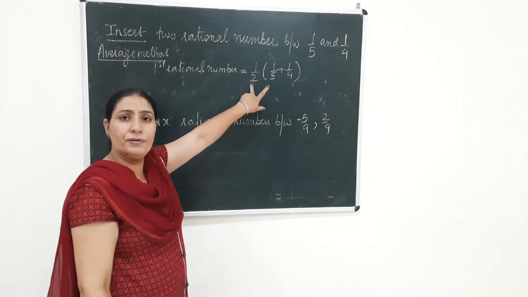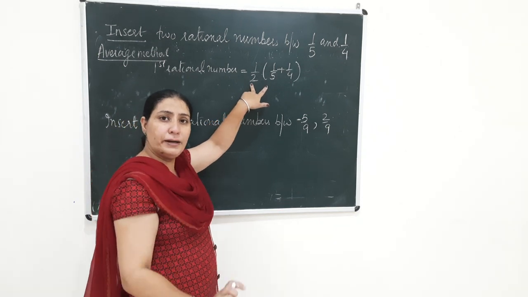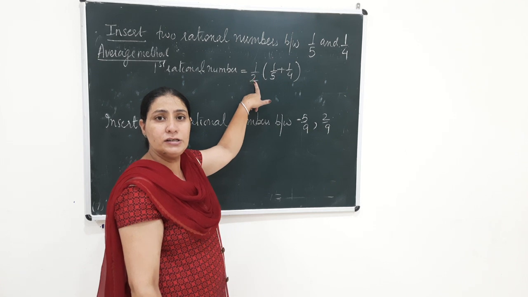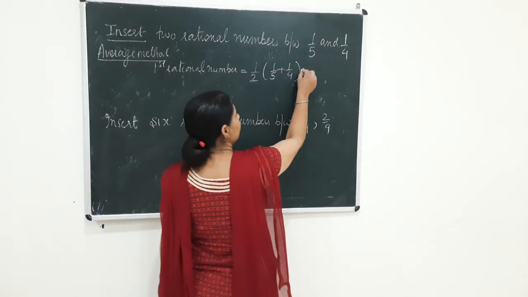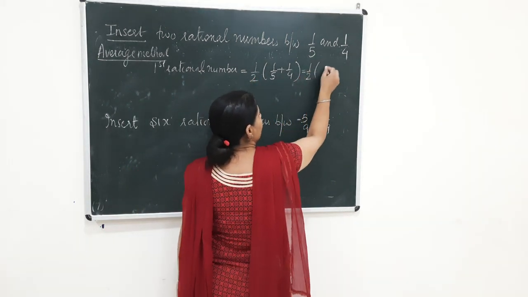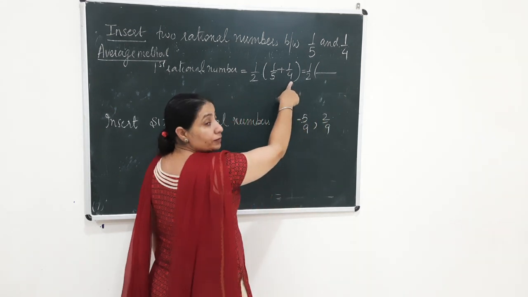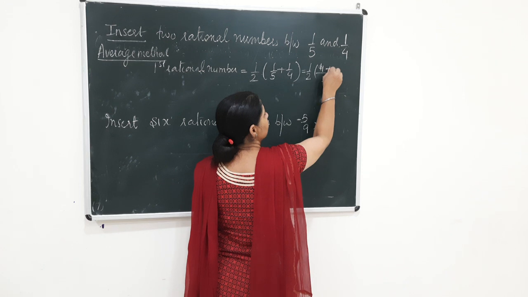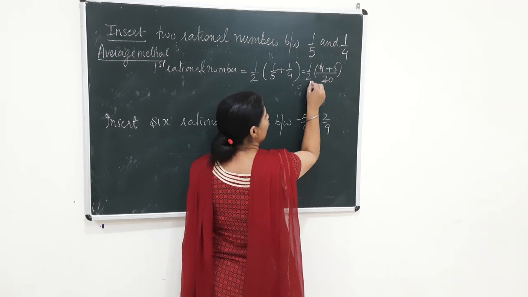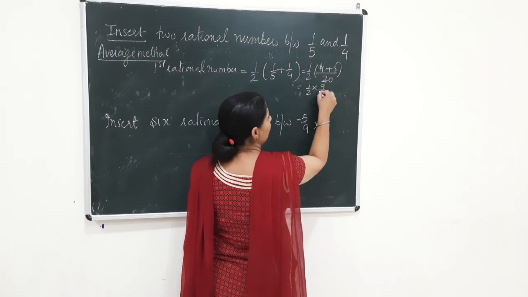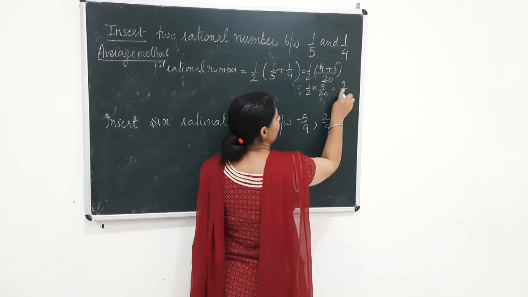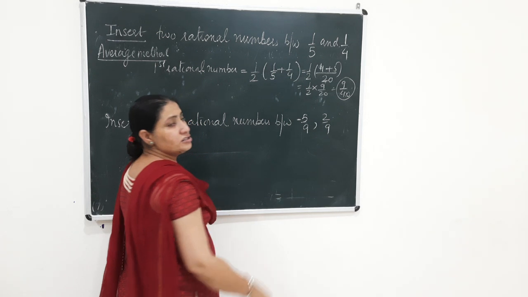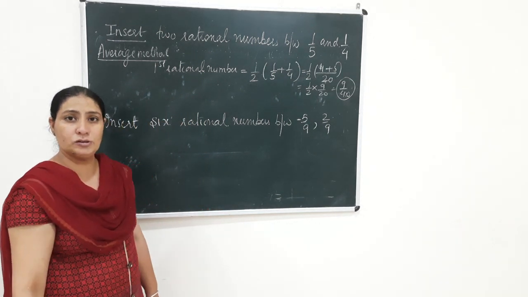Okay? How do you find average? You add two numbers and divide by 2. So this is what I am doing. I am adding these two numbers and dividing by 2. So beta, when you divide by 2, what will you get? First of all, you will take the LCM of 5 and 4. The LCM of 5 and 4 will be equal to 20. You will have 4 plus 5. So that will give you 1 over 2 multiplied by 9 over 20. So that will be 9 over 40. Okay? So this beta, 9 over 40 is the first rational number that we have got between these two numbers.